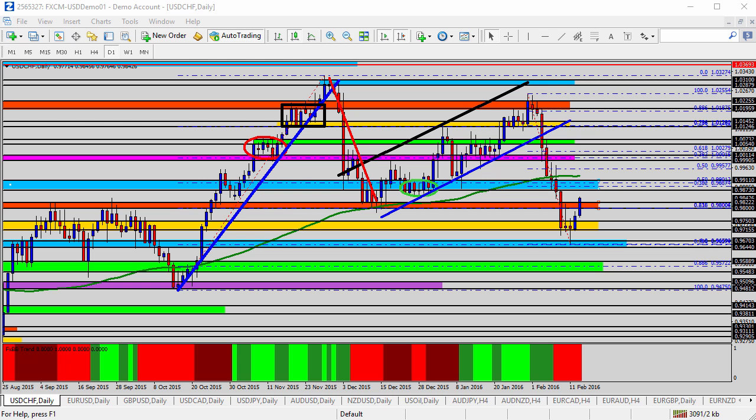But again, probably most important to note here during the U.S. session is that we have the bank holiday in the U.S. Let's get started taking a look at some of these currency pairs.